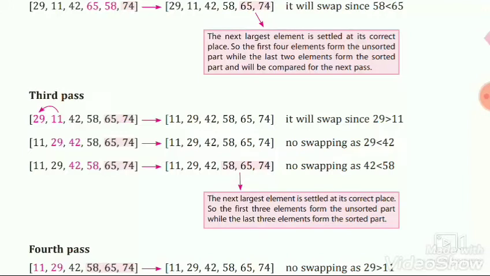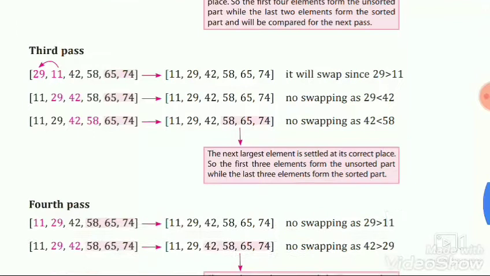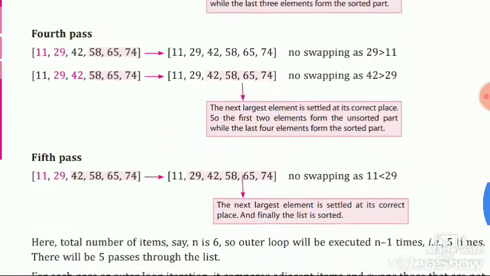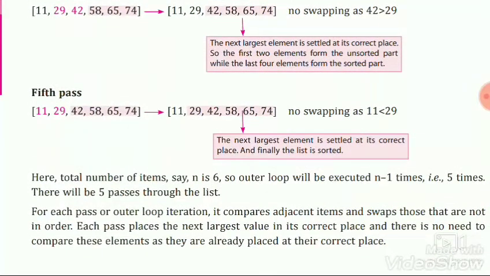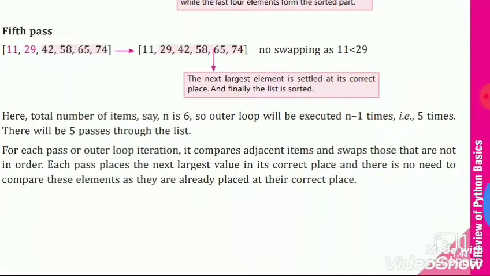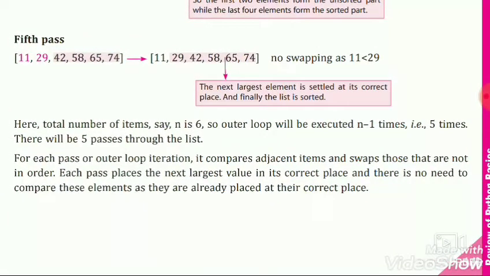In the fourth pass, 58 is already settled. We check the first 2 elements and there is no swapping because they are in ascending order, since 29 is less than 42. In the fifth pass we just check the first and second element. Here the total number of items, n, is 6, so the outer loop will be executed n-1 times, that is 5 times, and there will be 5 passes through the list.